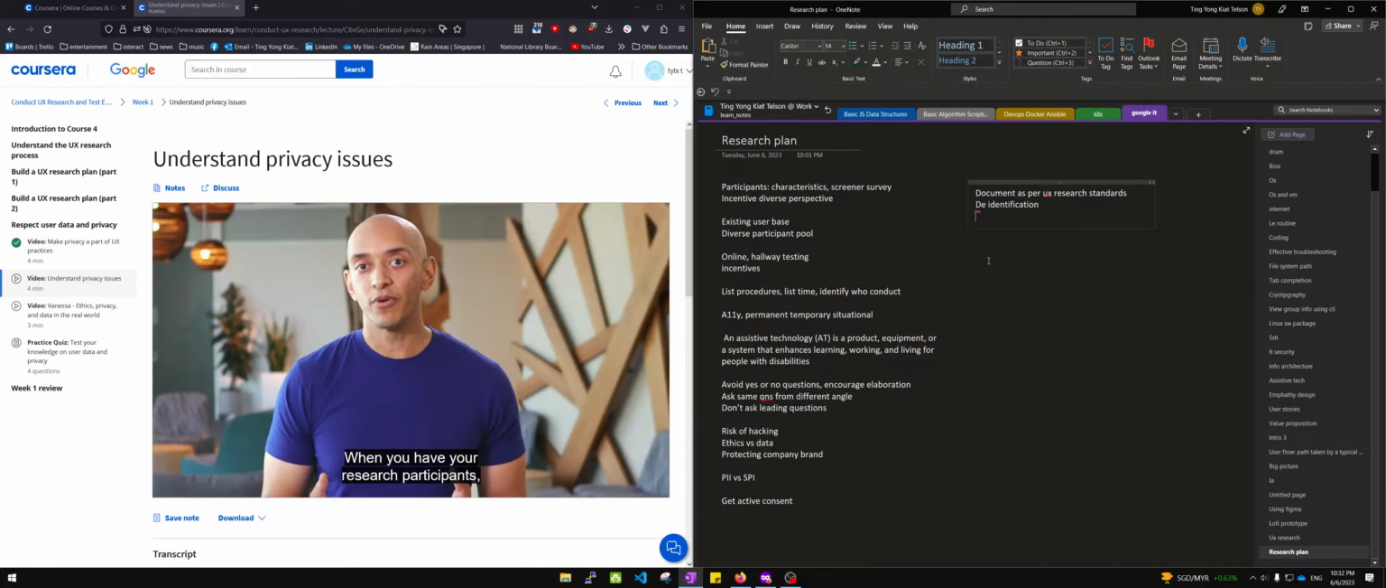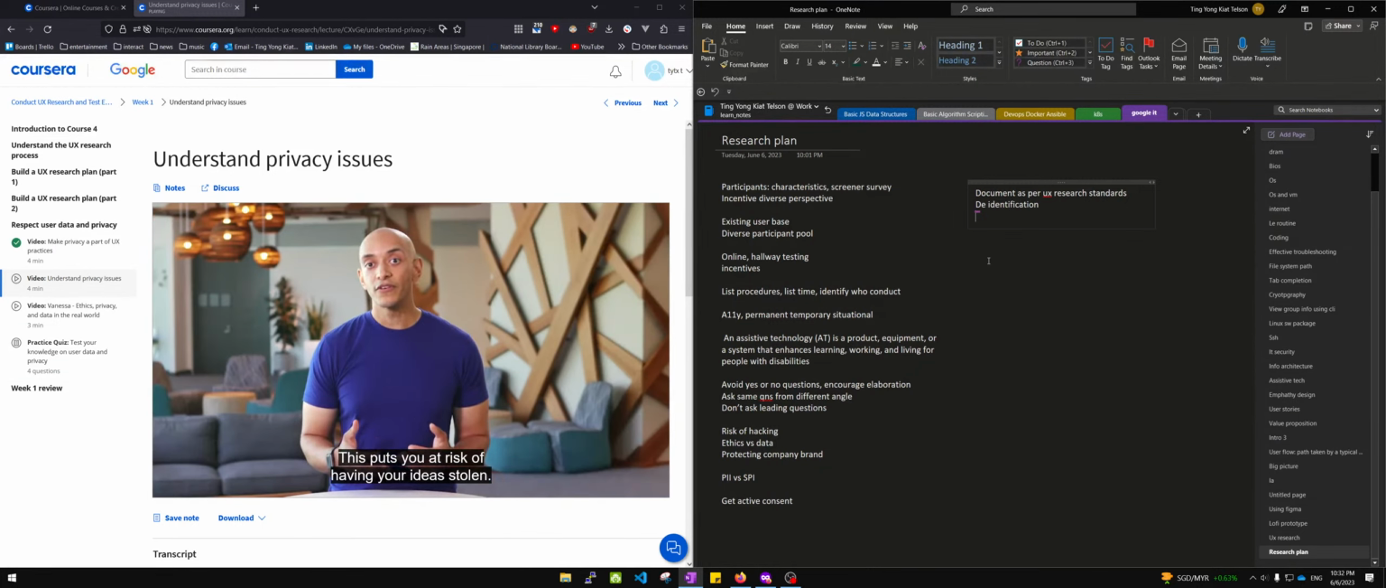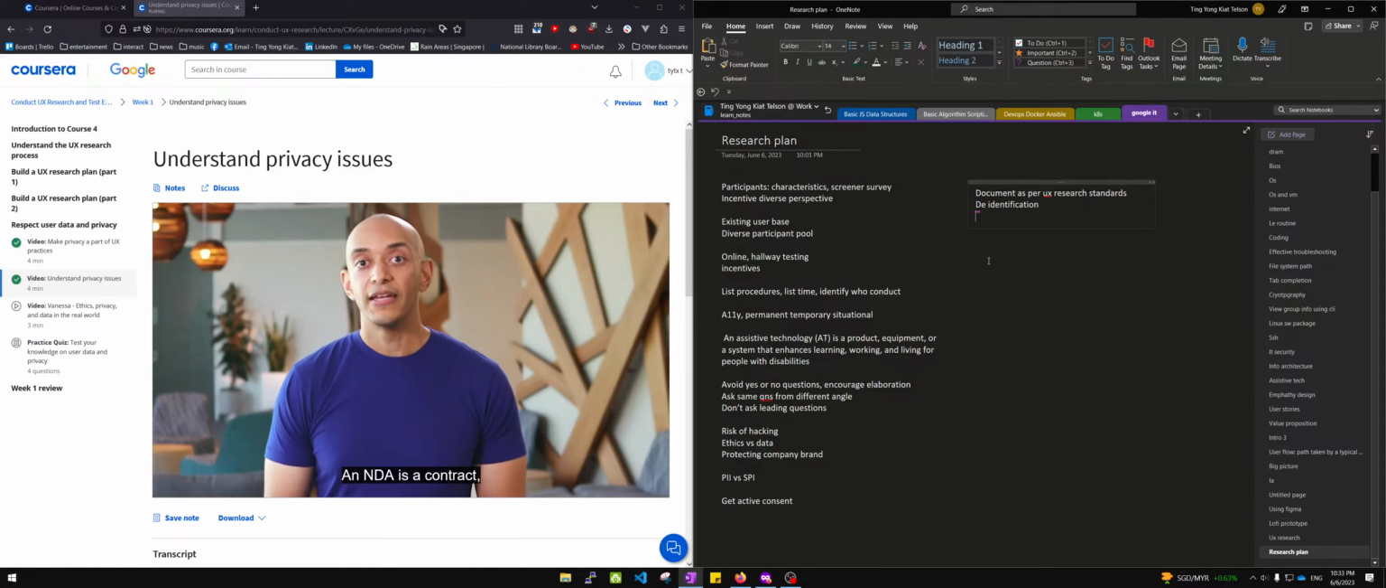When you have your research participants test out a new product or new feature, you're letting them experience something before it's public. This puts you at risk of having your ideas stolen. But if you get your participants to sign non-disclosure agreements before your study begins, you then have legal protection against that risk. An NDA is a contract, and if someone breaks that contract, they might have to compensate you for the loss of your idea and any profit you may have lost out on because the idea was stolen.